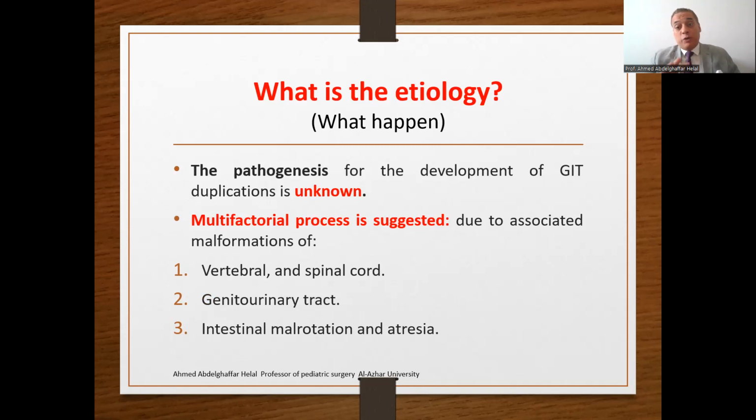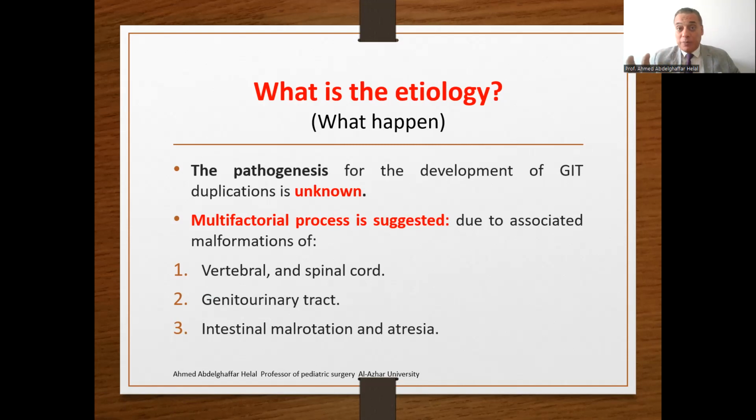Surprisingly, the pathology for the development of the gastrointestinal tract duplication is unknown, and a multifactorial process is suggested, trying to explain the etiology. The multifactorial process is suggested due to associated malformations of the vertebral and spinal cord, genitourinary tract, and sometimes intestinal malformation, malrotation, and atresia.